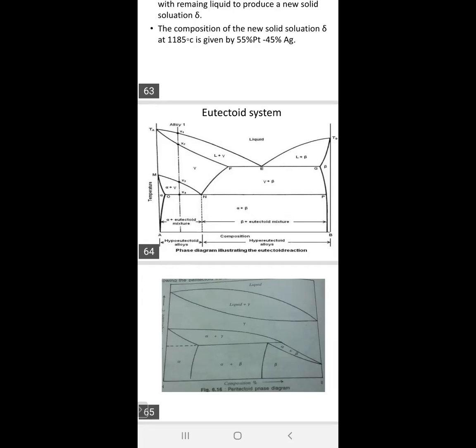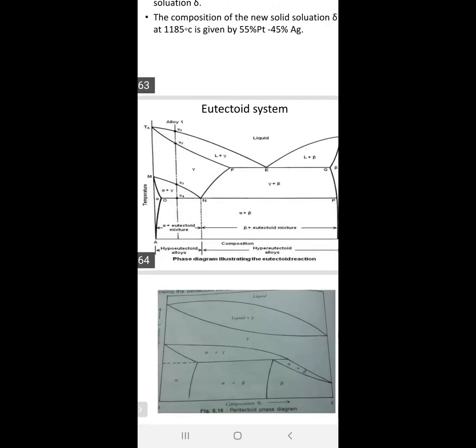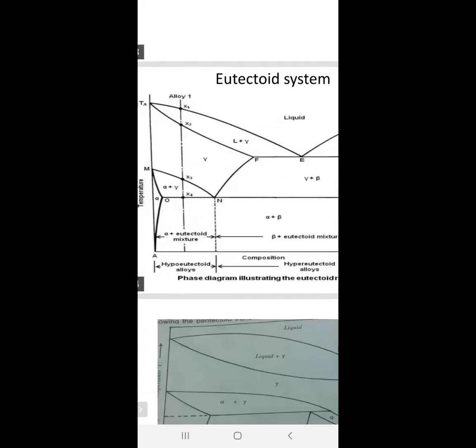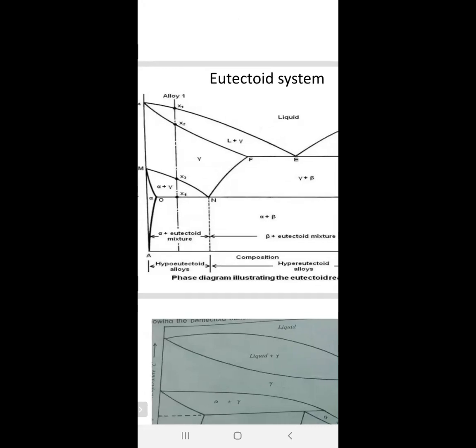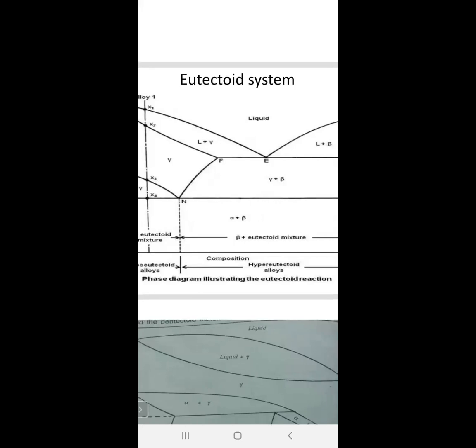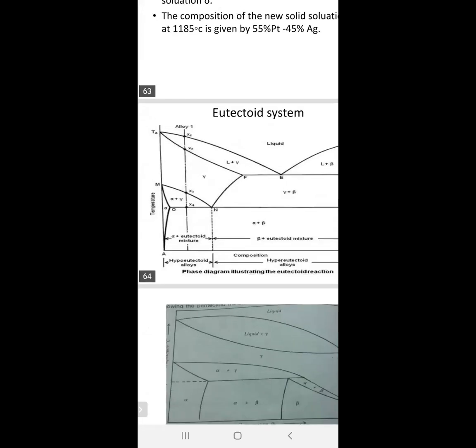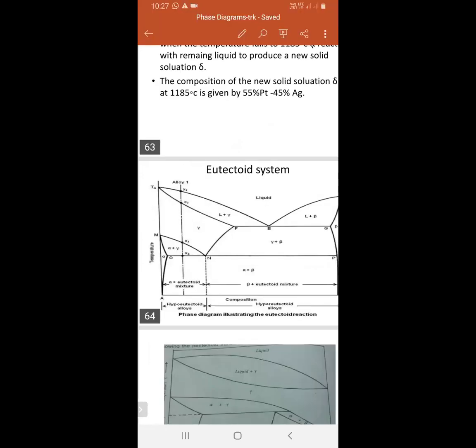Why are you confusing yourselves? See, here gamma is there. When that gamma crosses the eutectoid temperature line, that point is N. Then it transforms to two solids, alpha plus beta. See, this eutectoid invariant reaction is one new solid giving two new solids. Here gamma is the one new solid. Then it transforms to the two new solids, alpha plus beta.